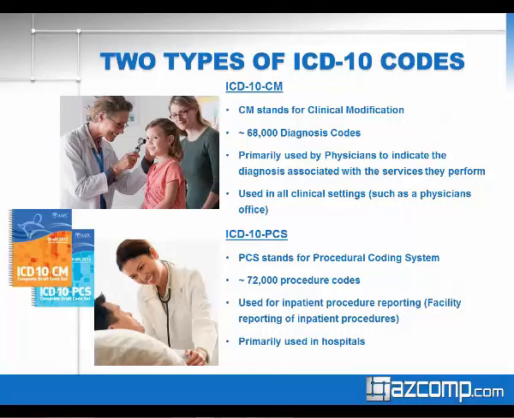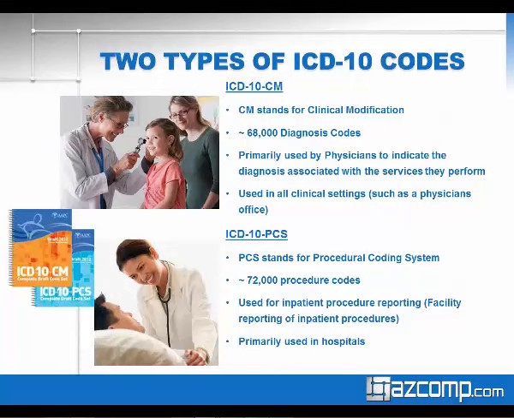So ICD-10-CM simply stands for clinical modification. There's about 68,000 diagnosis codes under ICD-10-CM. They're primarily used by physicians to indicate the diagnosis associated with the services that are provided. So they're used in clinical settings such as the physician's office. So for our small practices that are billing on a normal claim, these are the codes that are going to be impacting you.